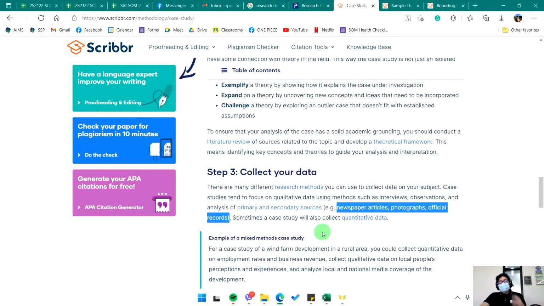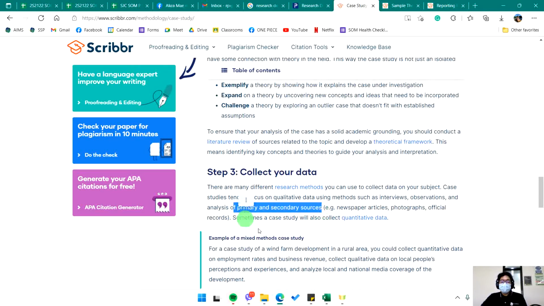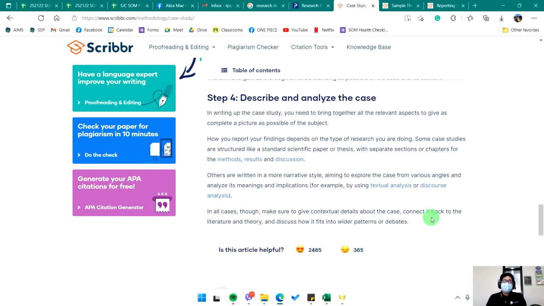So, yun. Mas maganda lang kung meron kayong makahanap, siguro kahit at least one or two interviews, and then add more data based from primary and secondary sources. Pero kung wala talaga, pwede na kayong mag-base lang dito sa primary and secondary sources natin. Now, how will you now describe and analyze the case? Of course, darating tayo sa chapter 4.